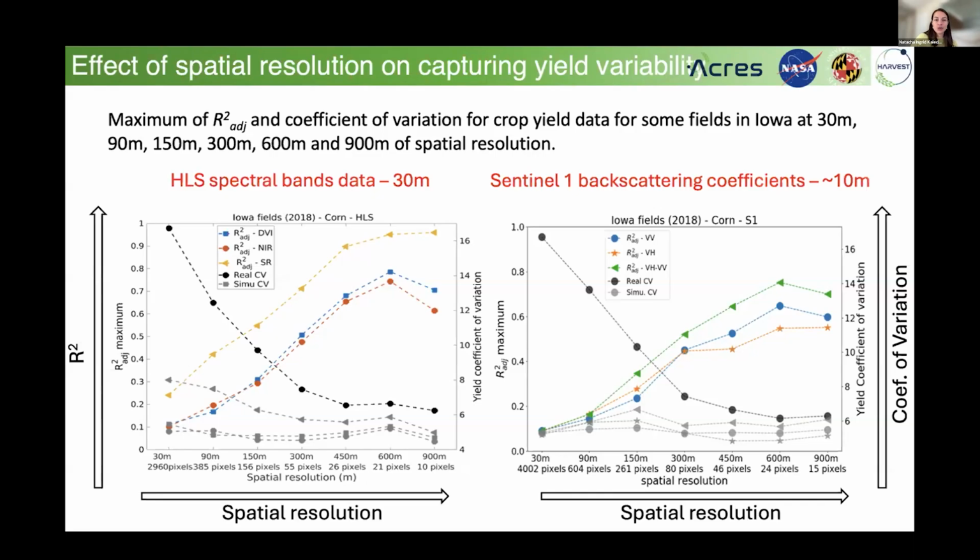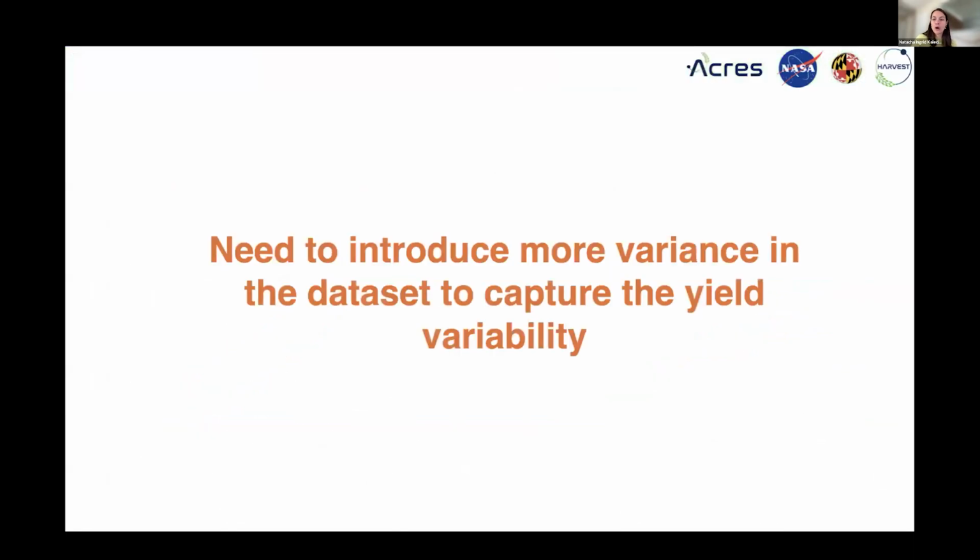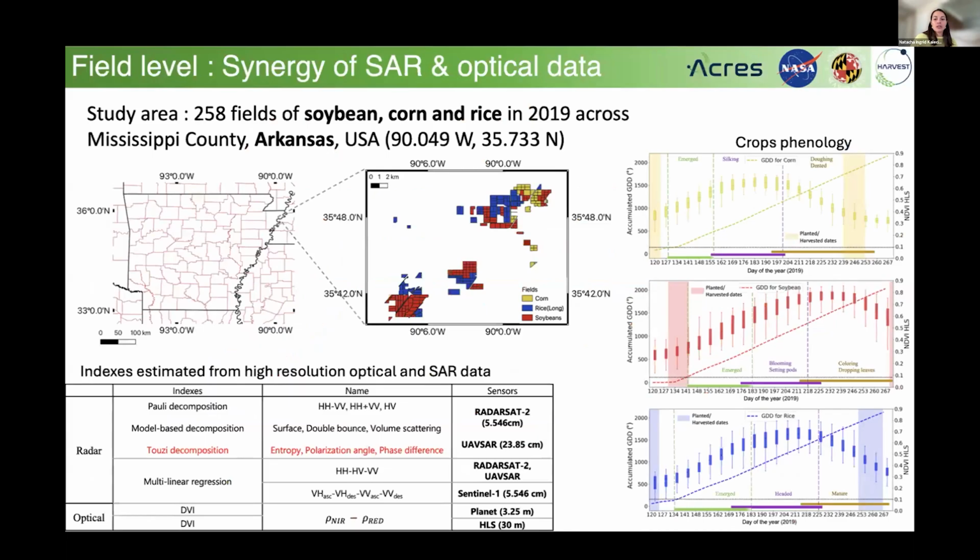So to address this issue, we need to introduce more variance in the dataset to capture yield variability. So you need to introduce more types of data to explain the yield variability. One of the first methods to do that is to mix different types of data. So I had this study in Arkansas over 258 fields, to see if we could find interesting parameters that can follow the phenology by mixing SAR and optical data.